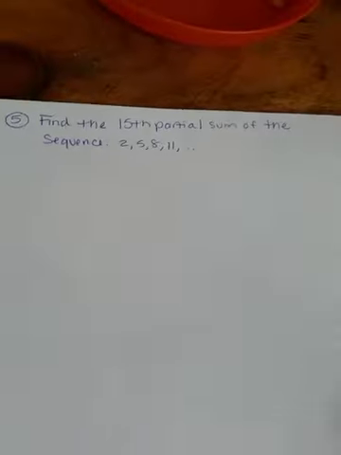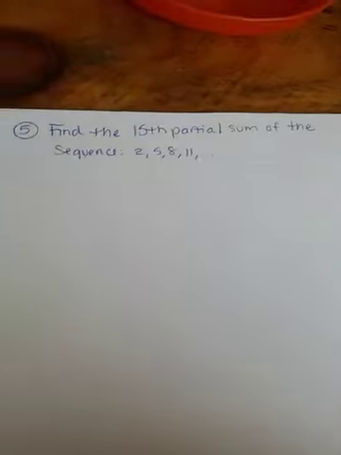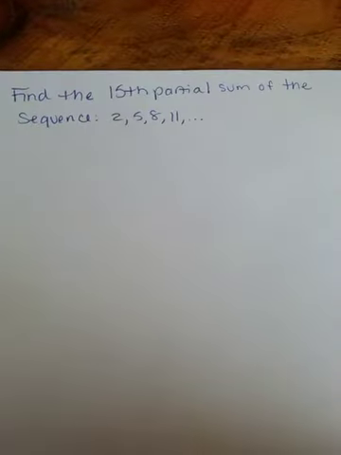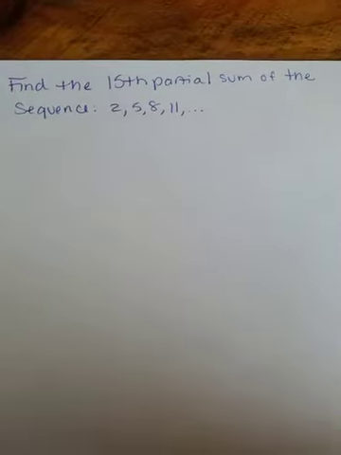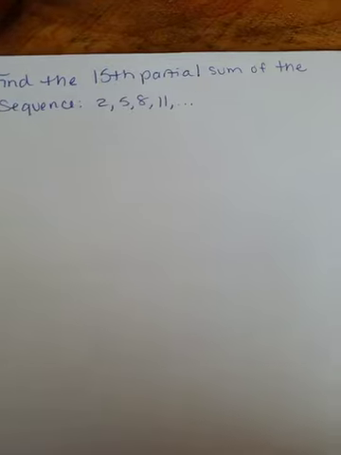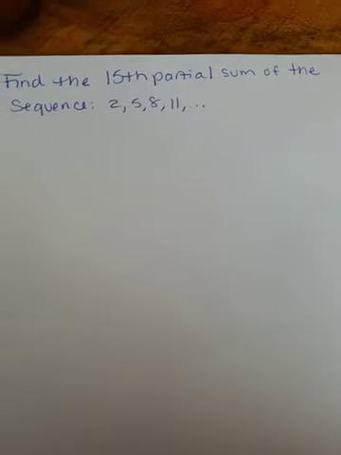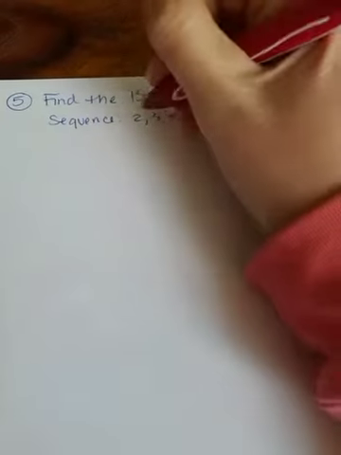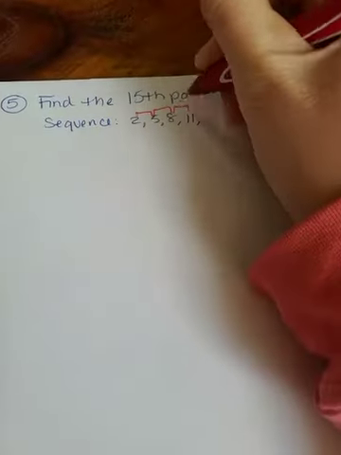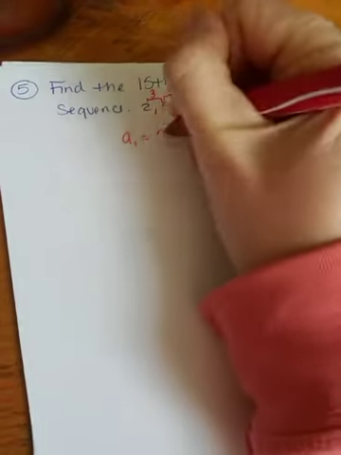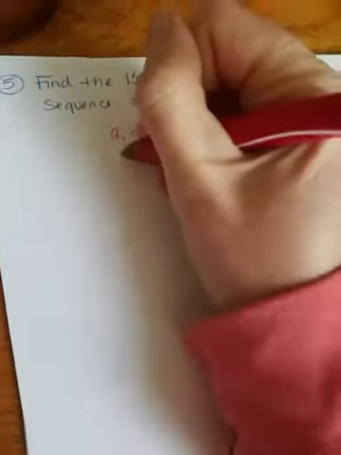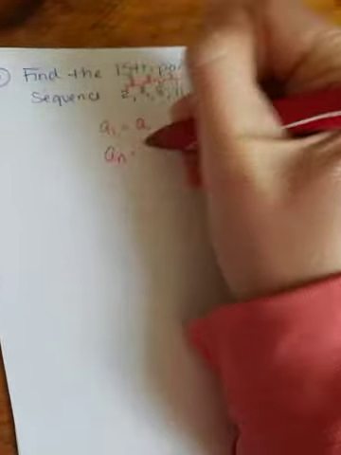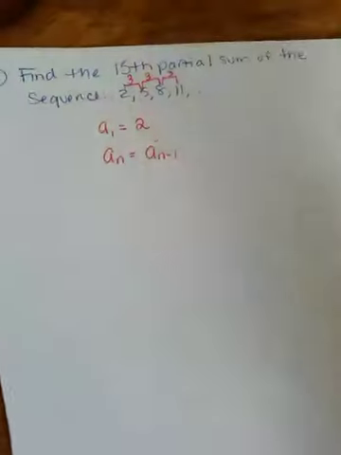So number 5, the last one, find the 15th partial sum of the sequence. This one's a little different because you're actually given the sequence and not the formula this time. So 2, 5, 8, 11, etc. We have to check and make sure that this is an arithmetic sequence, so I find the difference between all these, and it's 3 every time. So that's great news. So little notes to myself. I know that a sub 1 is 2. And I know that a sub n is a sub n minus 1.